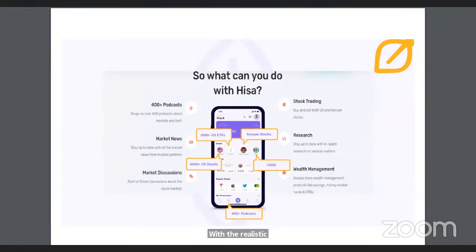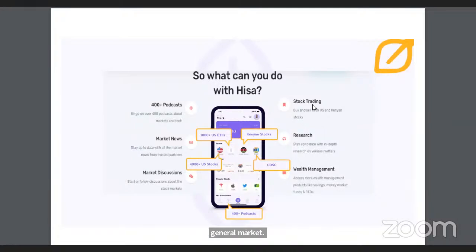This is different from growth stocks. Growth stocks are stocks that are trading at very high P/E ratios and very high P/B ratios. Growth stocks are basically stocks that are growing at a higher rate compared to the general market. So that's the difference between growth stocks and value stocks.